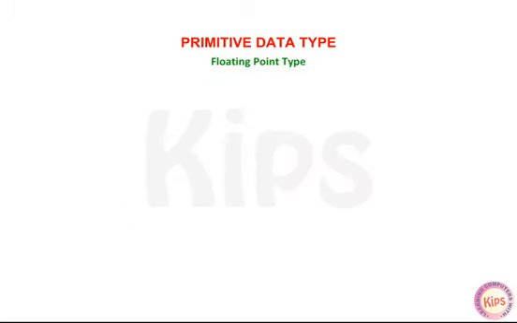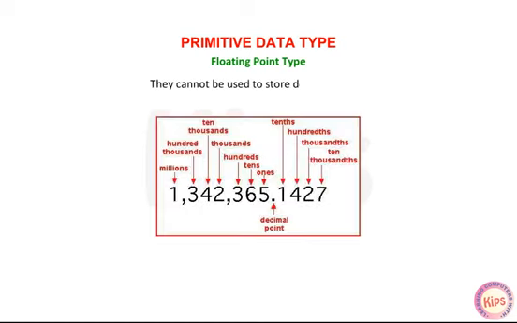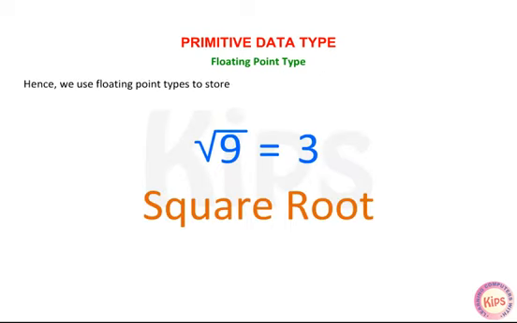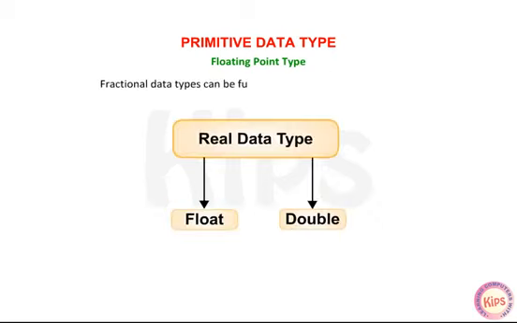Floating point types. As you know, numeric data types can store only whole numbers, so they cannot be used to store decimal values. Hence, we use floating point types to store fractional numbers, that is, numbers with decimal values. For example, calculations such as square root result in a value whose precision requires a floating point type. Fractional data types can further be divided into float and double.